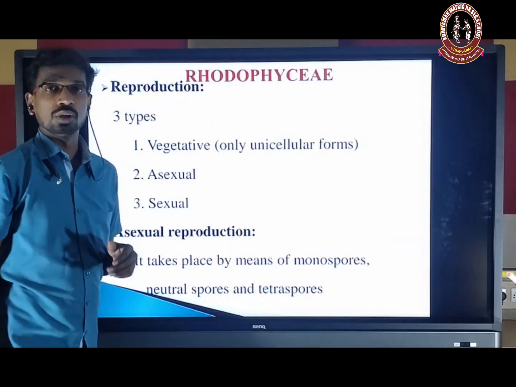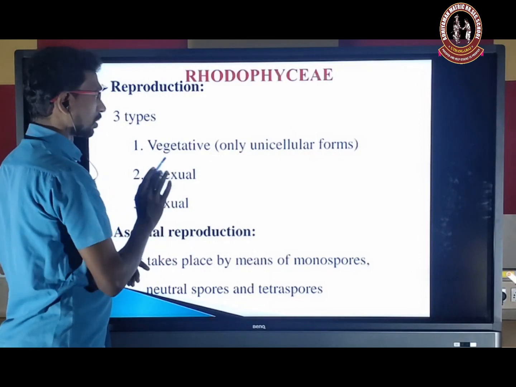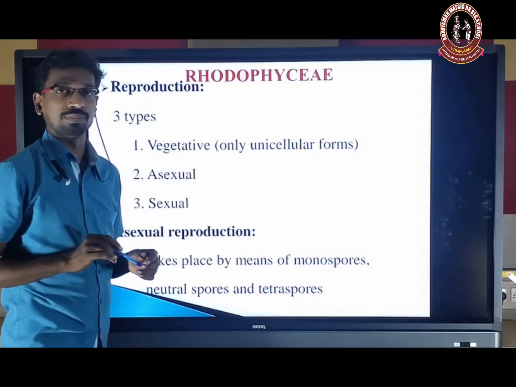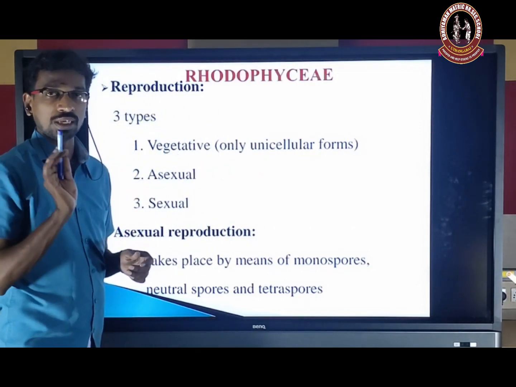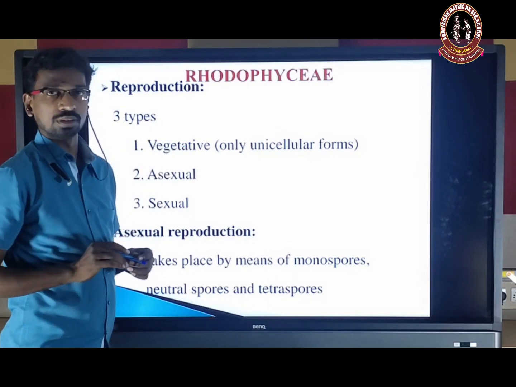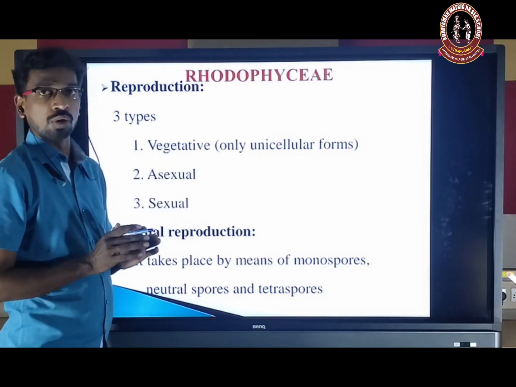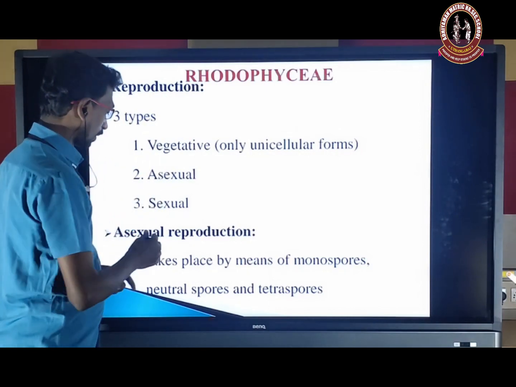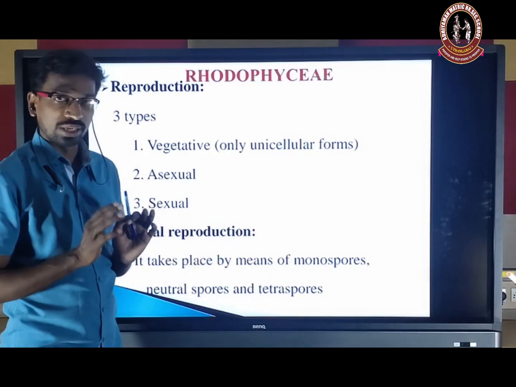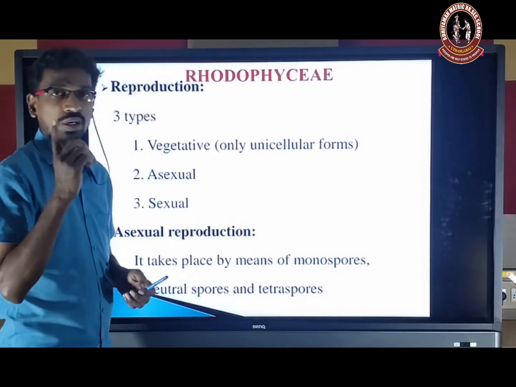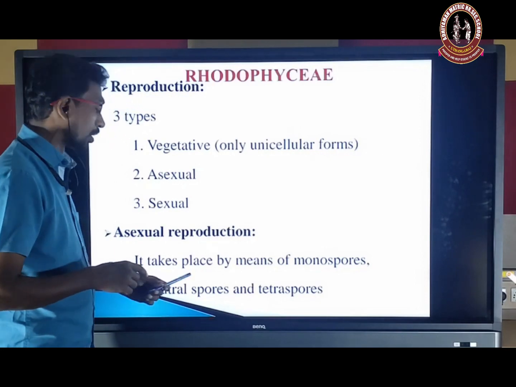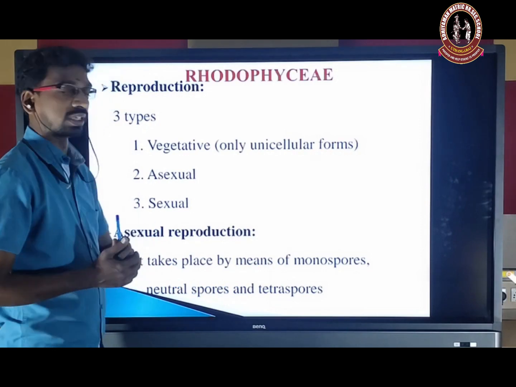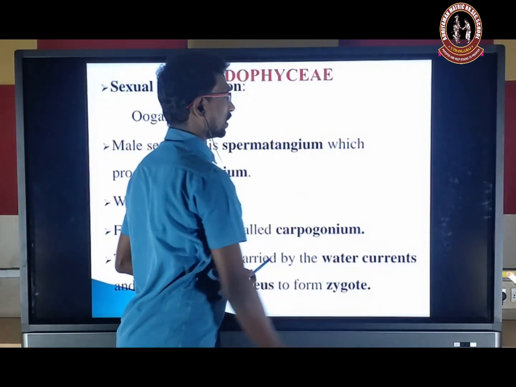Next, reproduction. All three types of reproduction occur: vegetative, asexual, and sexual. But vegetative reproduction is seen only in the unicellular forms. The remaining groups under Rhodophyceae do asexual and sexual reproduction. Asexual reproduction takes place by production of spores: monospore, which is a single spore, neutral spore, and tetraspore. These are the different spores formed in the asexual reproduction of Rhodophyceae.